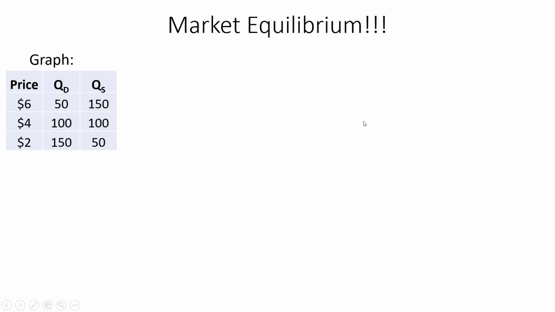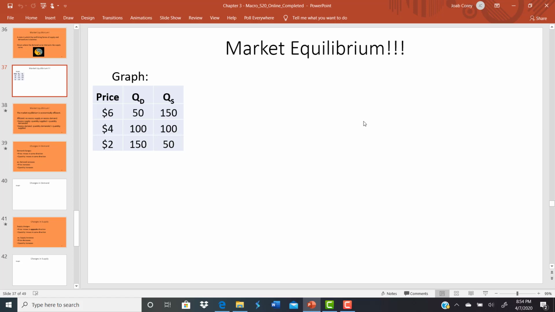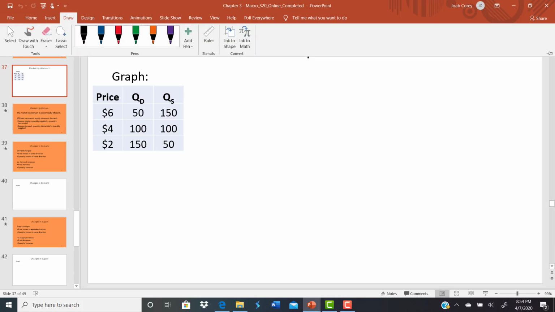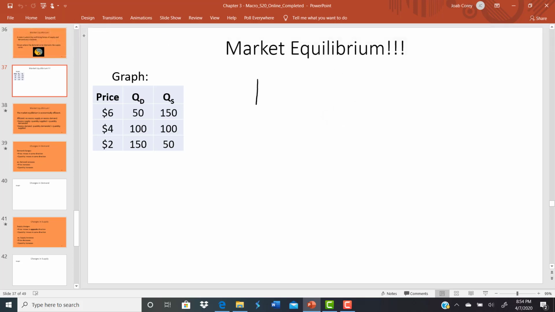Let's go ahead and take a look at what that's going to look like on the graph. So again, I've got a chart up here that tells you how much people are willing to buy at certain prices and how much people are willing to produce at certain prices. This is the first time that we've had both in the same chart, because this is the first time that we're going to have both supply and demand on the same graph. So let's go ahead and draw that graph nice and big.